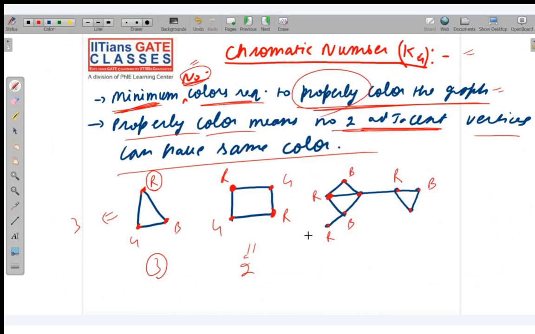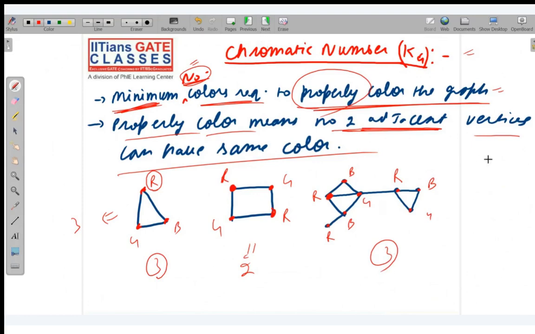Now here, can I take red or blue? No, green. I have to take another green. Here also green. So 3 is the answer. So simple. By common sense, you will be able to do it.